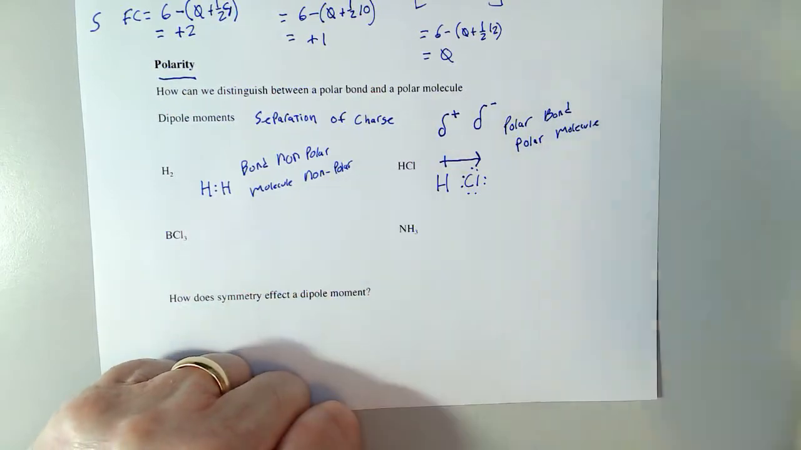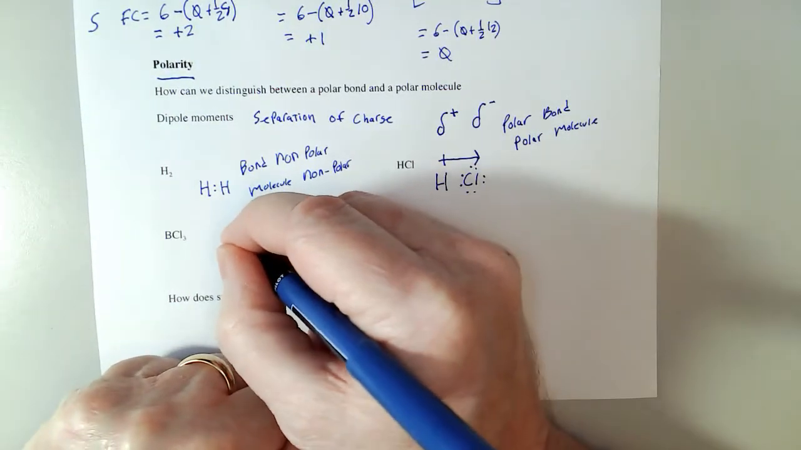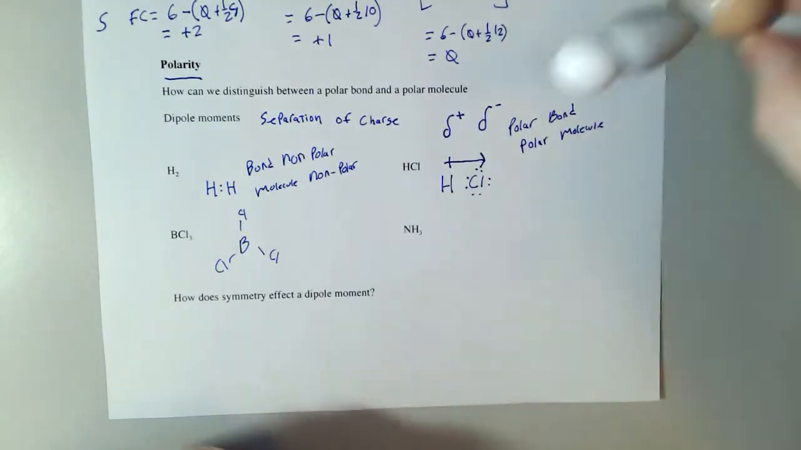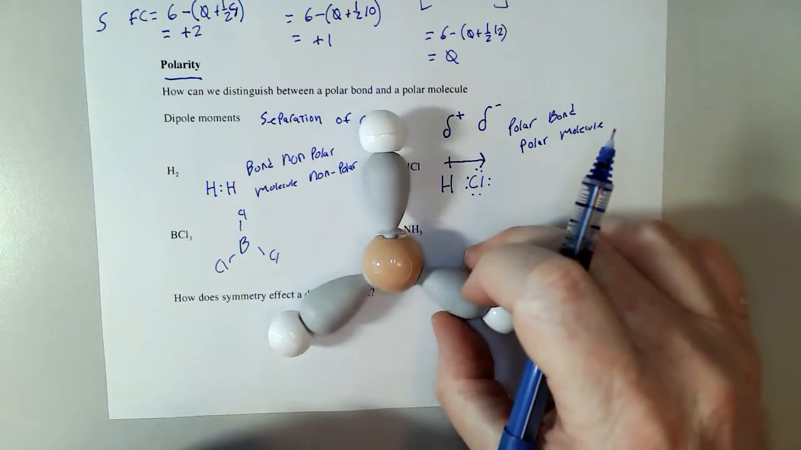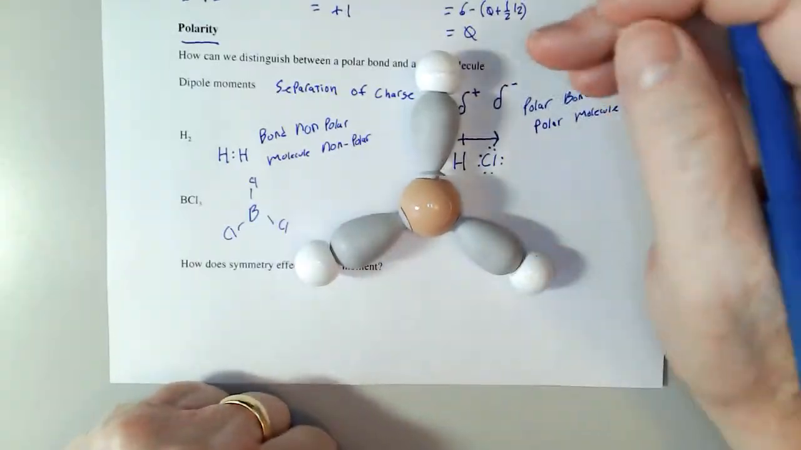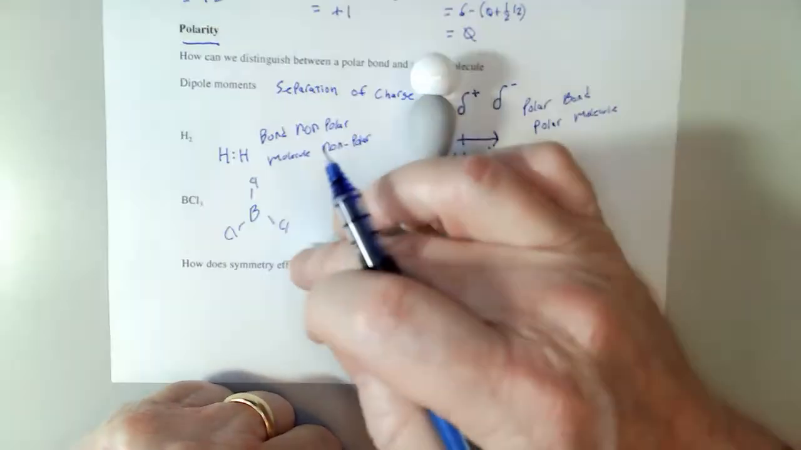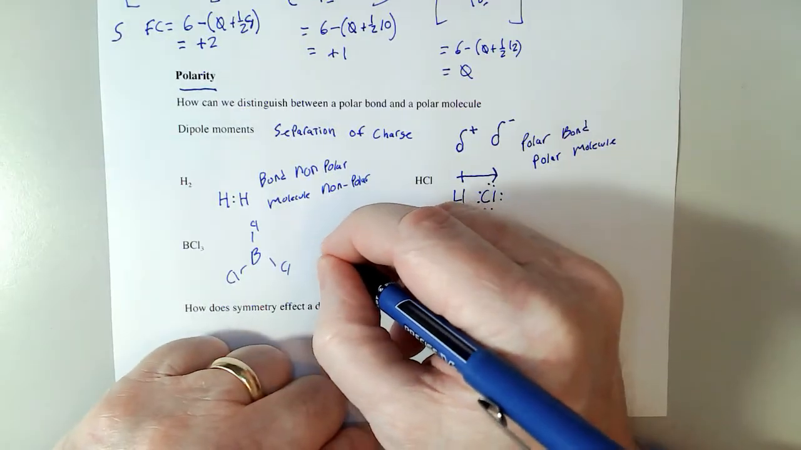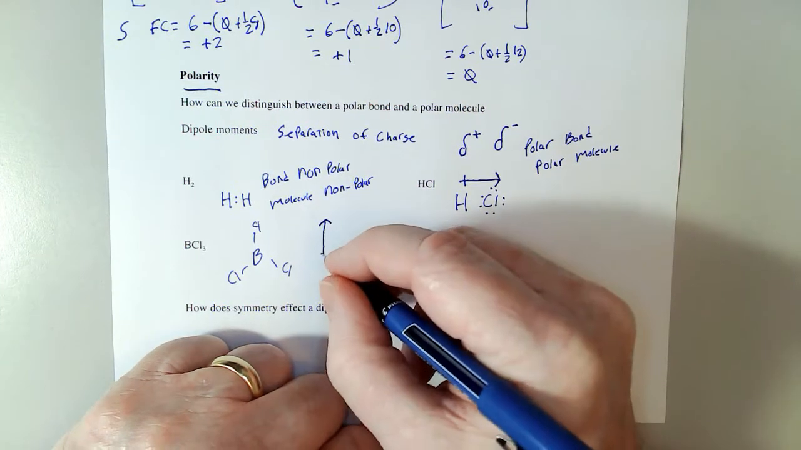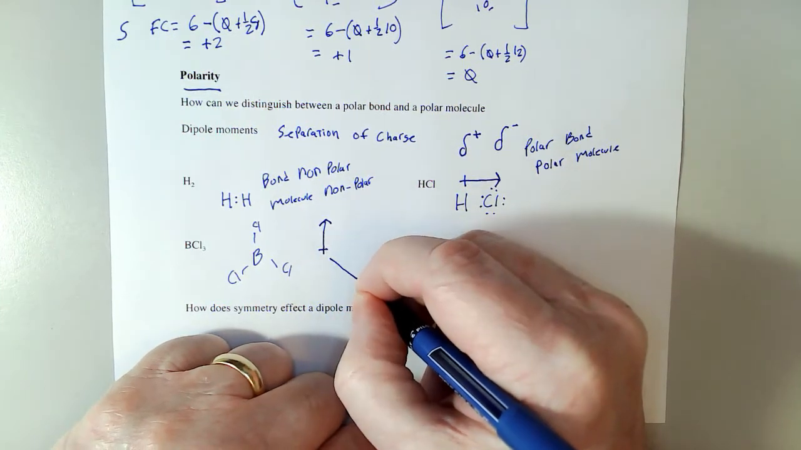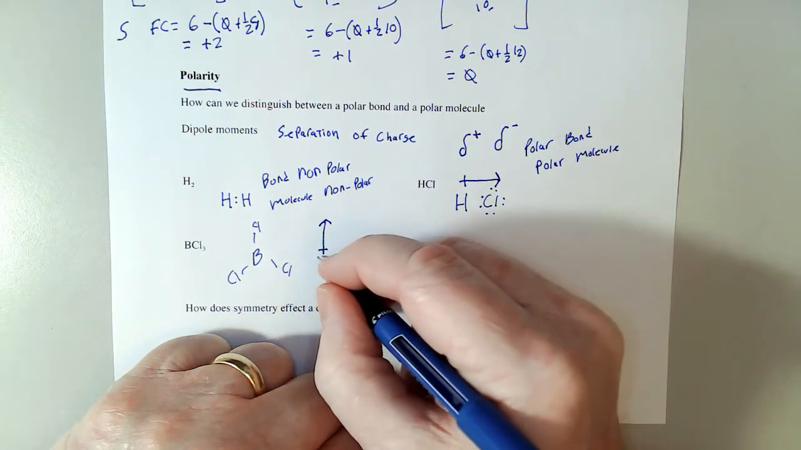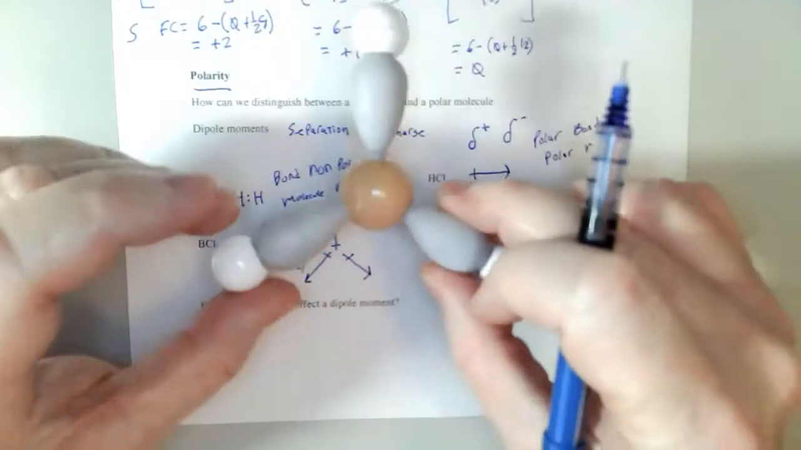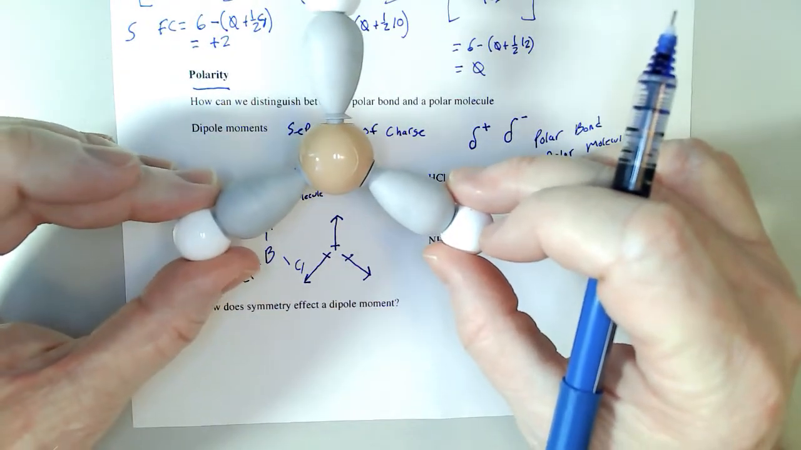Now, for BCl3, boron in the middle, chlorine, chlorine, chlorine. This is one of the reasons why I encourage model sets. When I look at a model of this, I see that I have 3 equal sites here. And what's happening is the electron density is being pulled up towards that chlorine. It's being pulled over towards that chlorine. And it's being pulled over towards that chlorine. So I have 3 different pulls on the electron density.